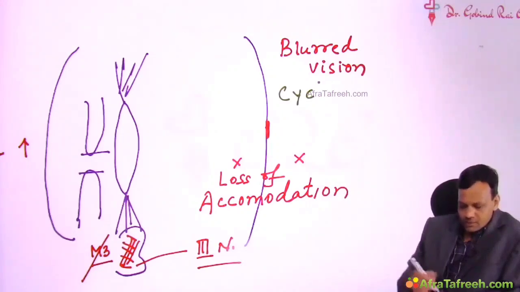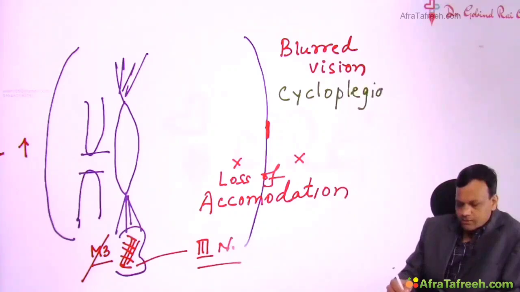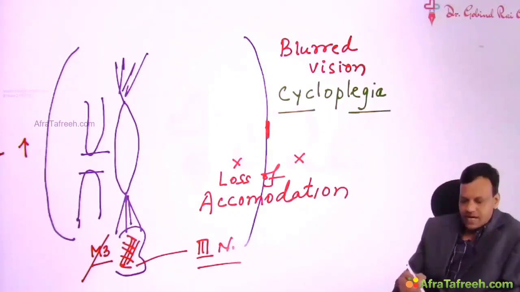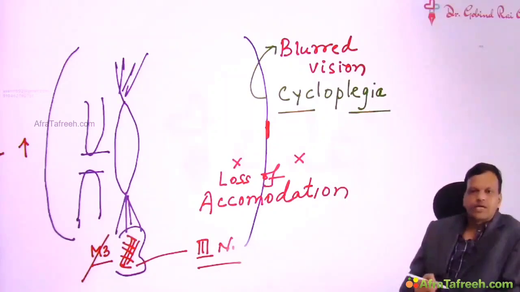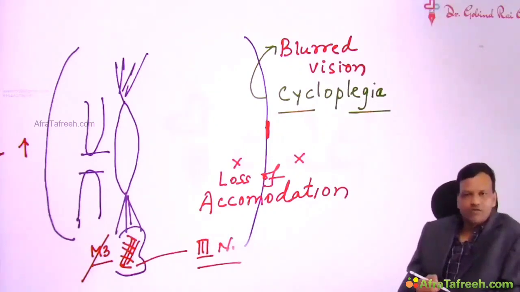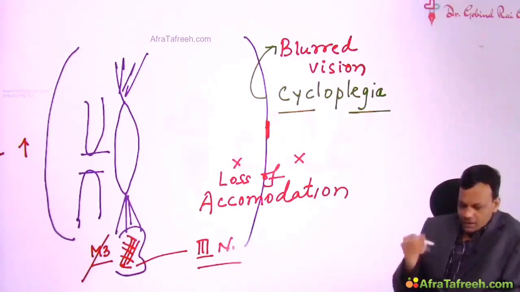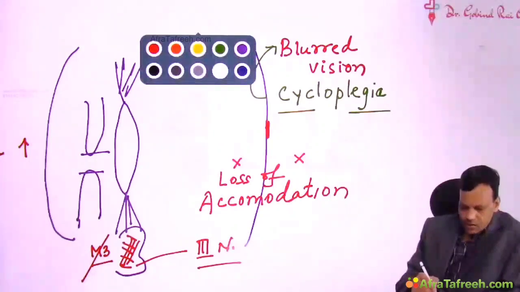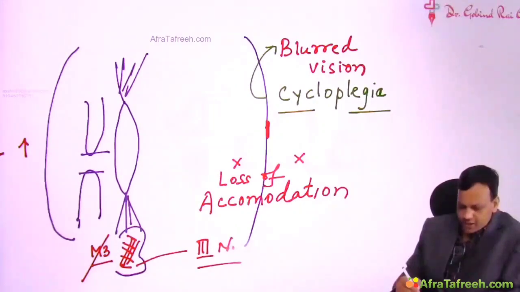Now, because the ciliary muscle is paralyzed, the condition is called cycloplegia. So, anticholinergic drugs cause cycloplegia that leads to blurred vision. So, anticholinergic drugs can cause blurring of vision. But this cycloplegia is very important. It is required for refraction testing.